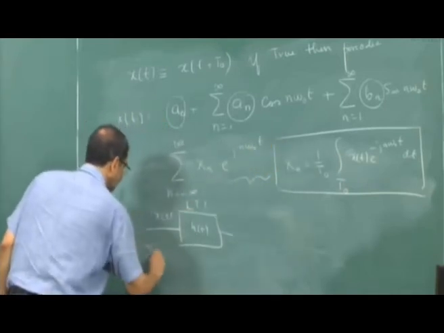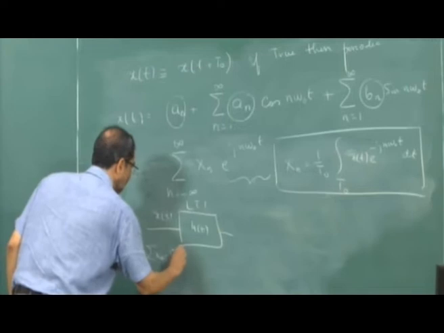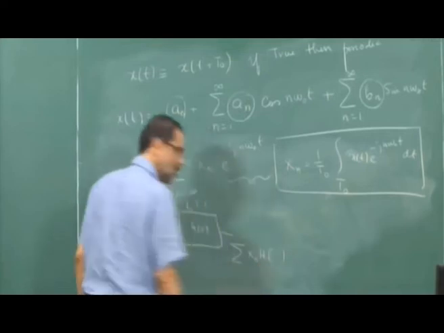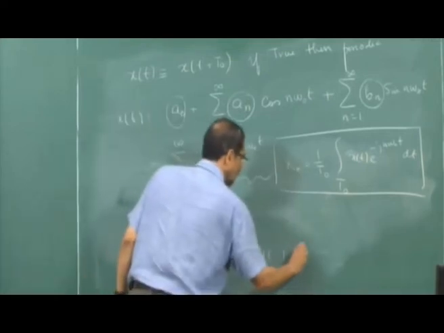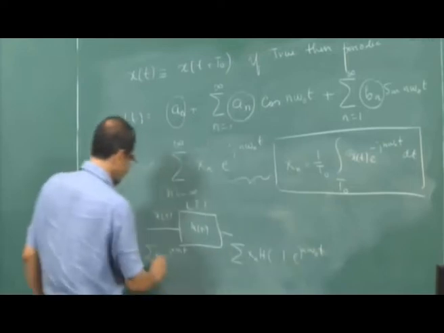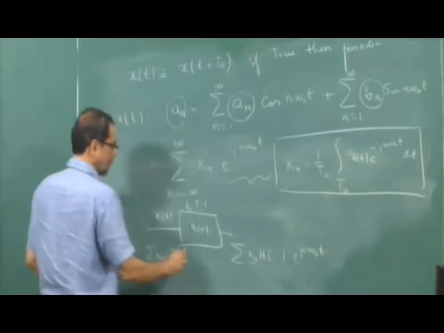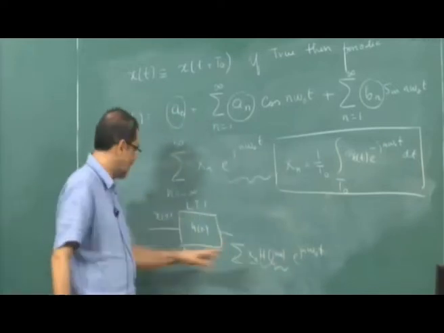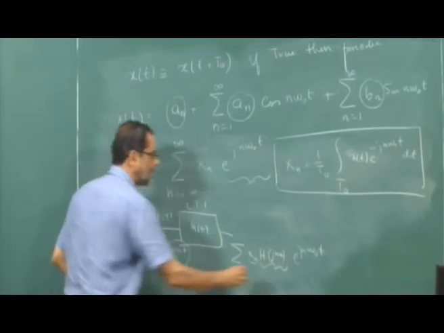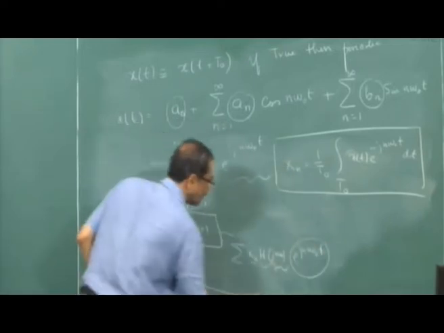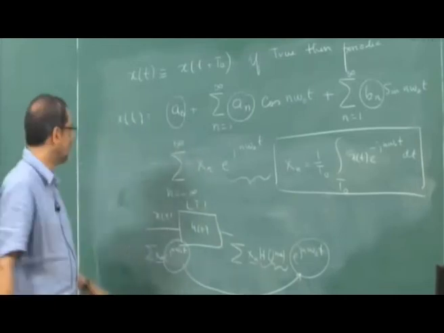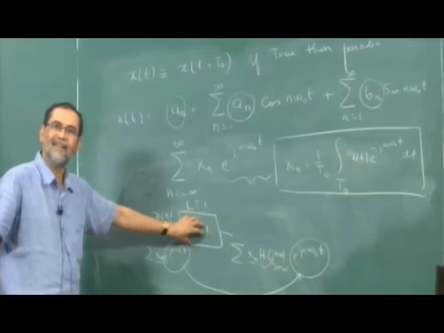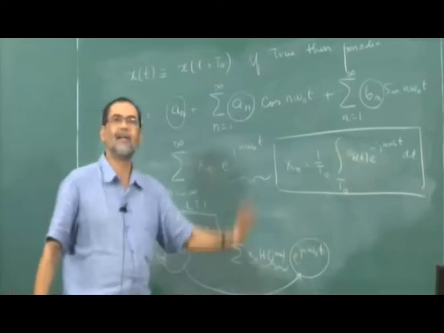So if I give input xn e raised to j n omega naught t, output will be xn with some function of h, I don't know what it is, and e to the power of j n omega naught t. Xn is a constant, it comes out. There is a frequency dependent scaling factor and the same frequency comes out. That is the beauty of eigenfunctions. So what this says is, the moment you tell me the system is LTI and the input is periodic, I can tell you what the output will be.